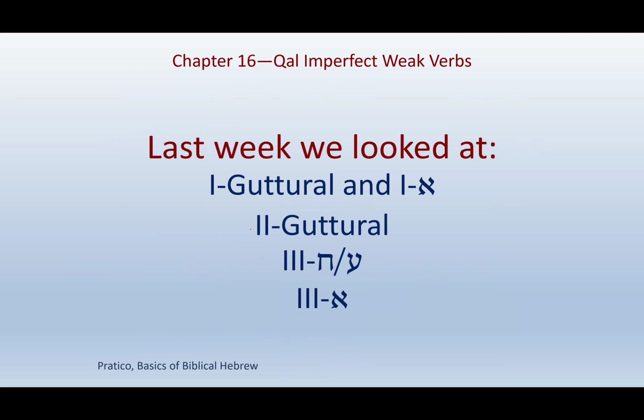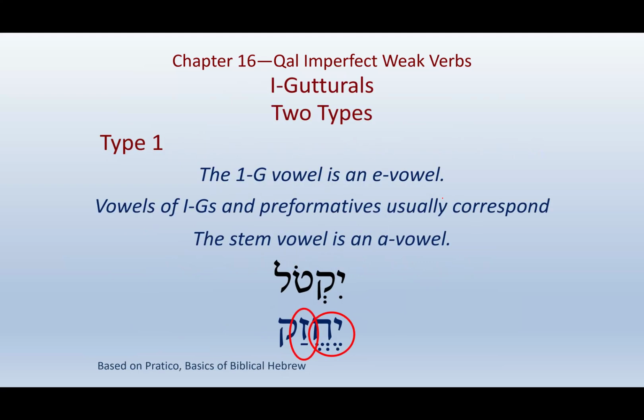So last week we looked at one gutturals and one alephs, which, yes, aleph is a guttural, and so it's kind of in the same category. However, we had to treat it separately because there's some different changes there. Then we looked at two gutturals, chet, ayin, and we looked at three alephs. So just quickly, the one gutturals, there's two types.